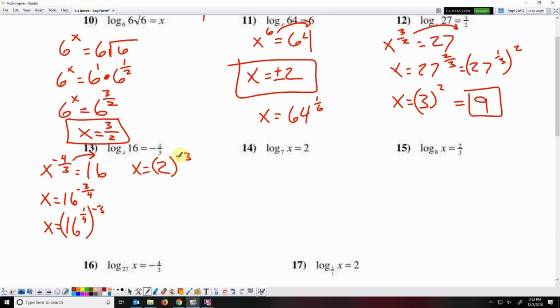Now if I don't want a negative power, I can move this down from the numerator into the denominator. So it's over 1, and I can move this down here. I'll have x equals 1 over 2 to the positive 3rd power. And 2 to the 3rd power is 8. So 1 over 8.